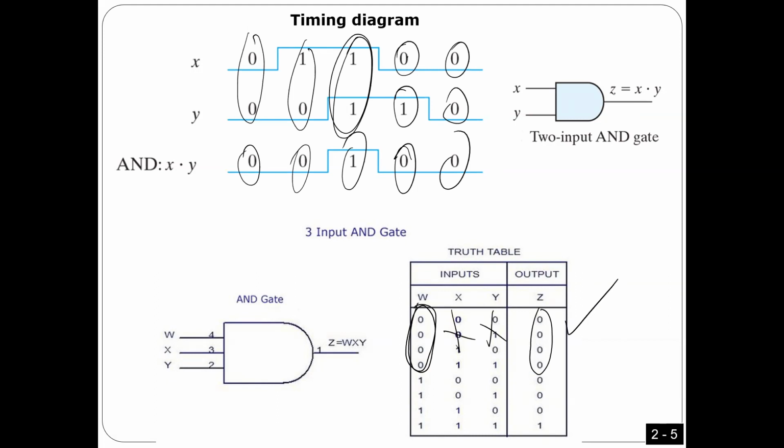Now, these inputs are 1. That means I don't need to check this input because it's 1. Now I have to move to the next one. These two inputs are 0s, so the output has to be 0. Look what I'm saying? Now let's look at the next one.